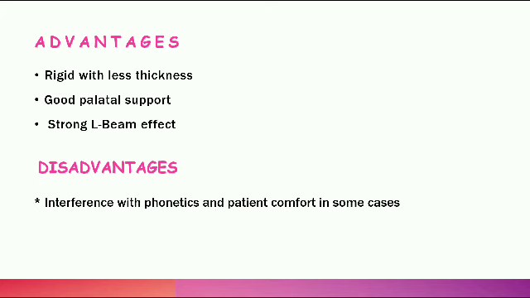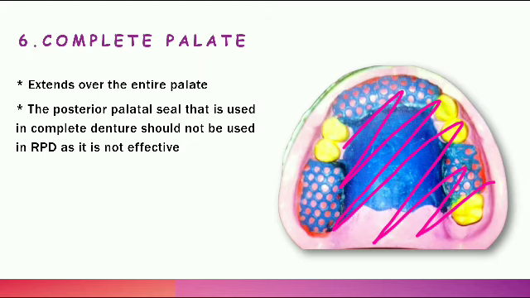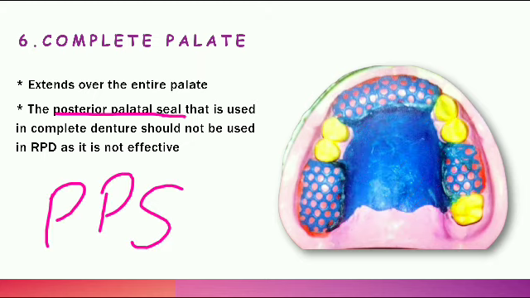Now let us move on to the last maxillary major connector. So this is the complete palate. As the name suggests, you can see that it is covering the entire palate. That is the complete palate. So it extends over the entire palate, and the posterior palatal seal that is used in complete denture should not be used in RPD as it is not effective.